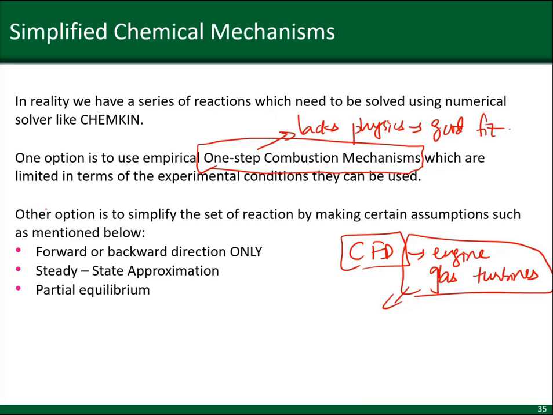The other option is to make a set of simplifying assumptions, right? Such as saying that, okay, a reaction will progress only in the forward or backward direction, or by making an approximation on a species and saying that it's at steady state, meaning its formation is equal to its consumption, or saying that a reaction is under partial equilibrium. So these are two options, and we discussed the first option in the last class.